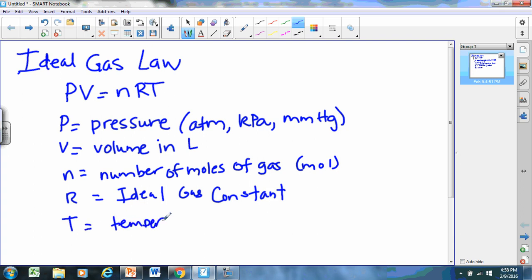But the temperature in this chapter has to be in Kelvin, the absolute temperature scale. So the temperature has to be in Kelvin. And remember, if you want to get to Kelvin from degrees Celsius, all you do is add 273. So that's it. Now, next slide. I'm going to come up here and I'm going to start a new slide.